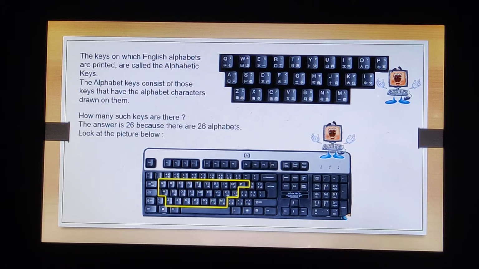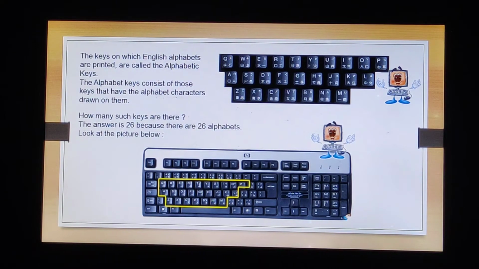Now the keys on which English alphabets are printed are called the alphabetic keys. The alphabet keys consist of those keys that have the alphabet characters drawn on them. Can you see, children, this image there? Q, W, E, R, T, all the letters are here and there, in a haphazard manner.